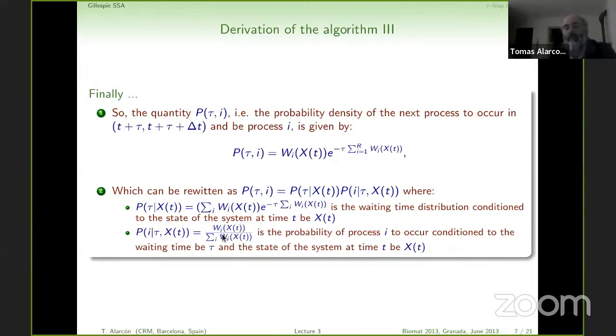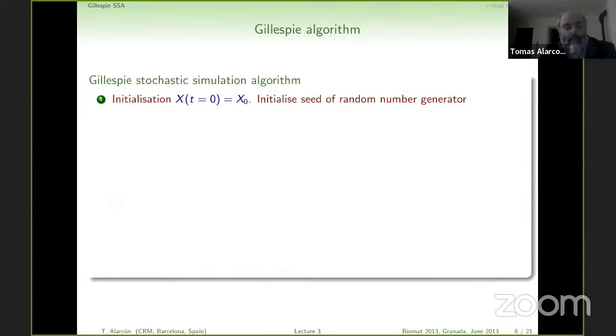For example, in the case of the birth and death process, if the probability of birth is 99 and the probability of death is 1, you are going to have a 99% probability of choosing birth and a 1% probability of choosing death. And that's basically it. It's very simple.